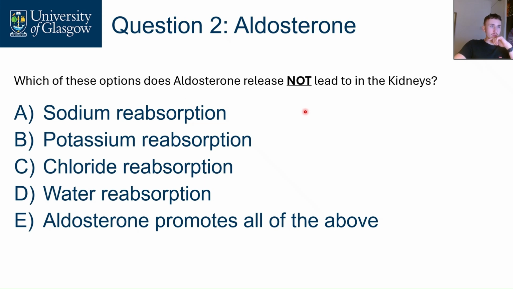So question 2, aldosterone. Which of these options does aldosterone release not lead to in the kidneys? So we have reabsorption of sodium, potassium, chloride, water, or aldosterone promotes all the above. So the answer is potassium reabsorption.